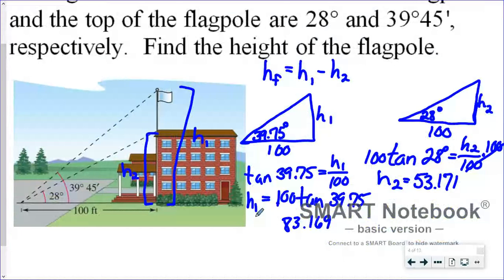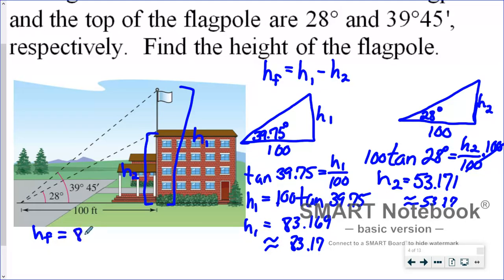83.169. Okay, now to cheat a little bit, I know I'm subtracting these. I'm just going to say this is 83.17, and this is 53.17. So now I know the height of the flagpole is equal to H1 minus H2. Exactly. So 83.17 minus 53.17. So the height of the flagpole is 30 feet.